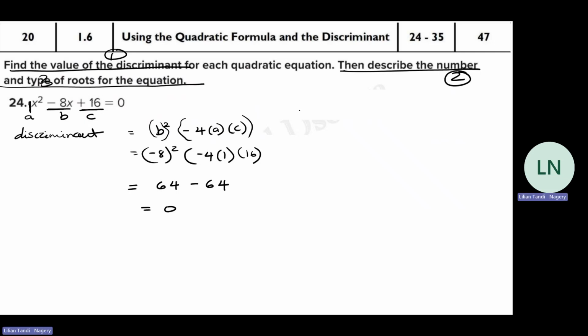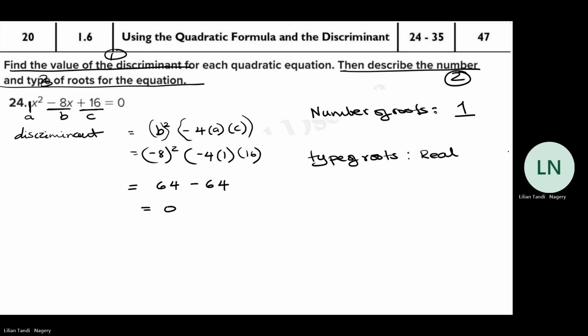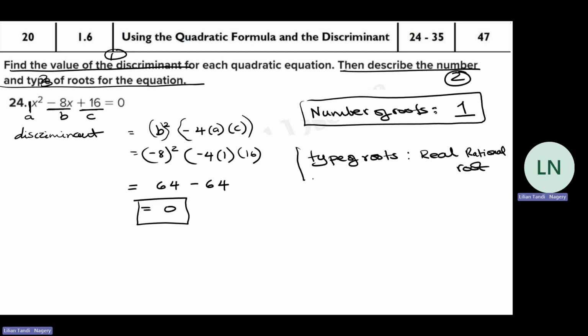So you should have 3 answers. Number of roots, 1. Type of roots, real rational. Real rational root. Okay? Answer 1, answer 2, answer 3. You should have 3 answers. Put them in a box.